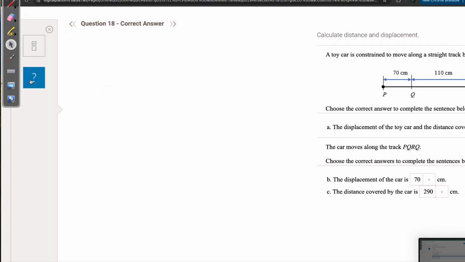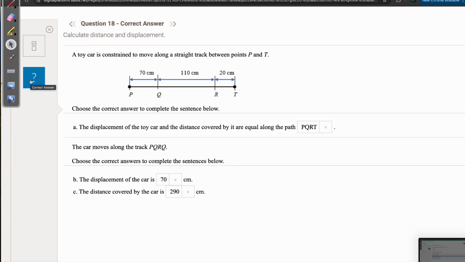Number 18. A toy car is constrained to move along a straight track between points P and T. The displacement of the toy car and the distance covered by it are equal along the path. Displacement is equal to distance: delta x is displacement, d is distance. I'll just keep it like this.